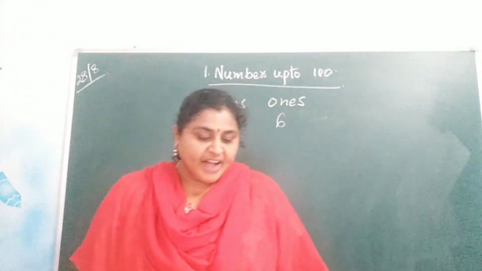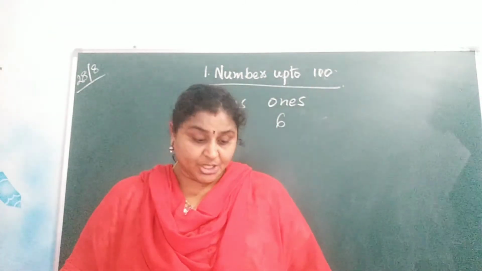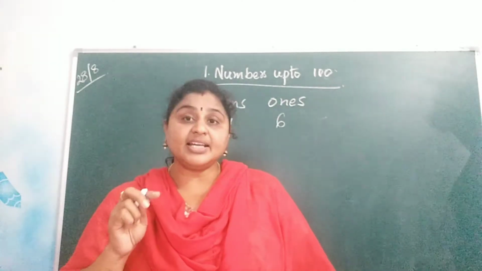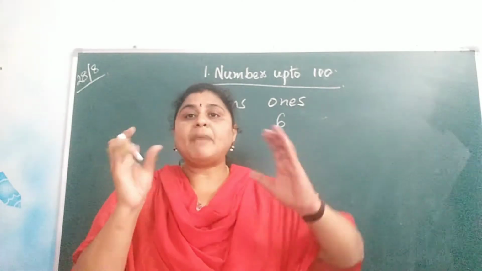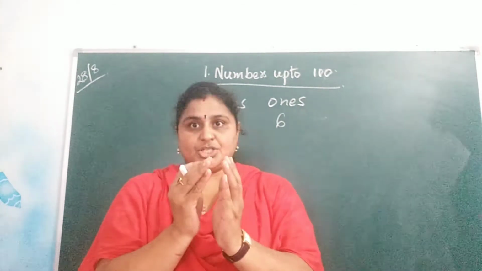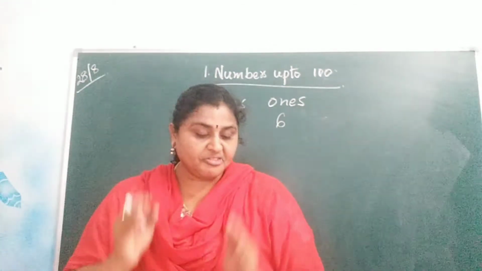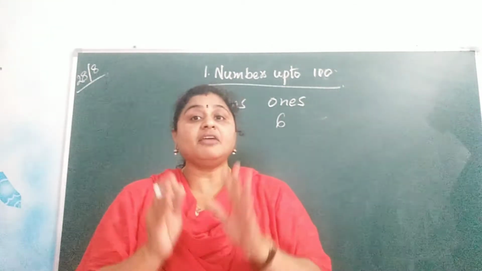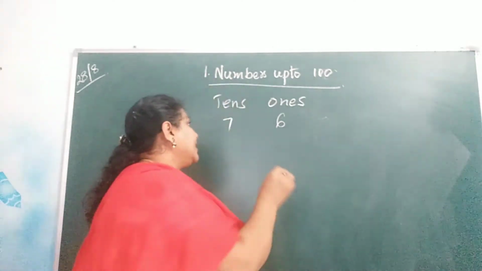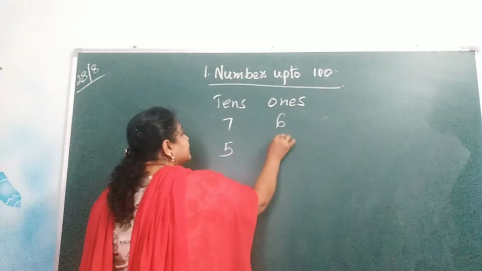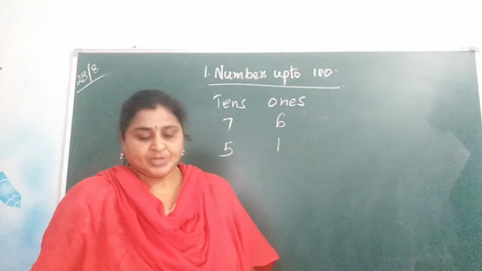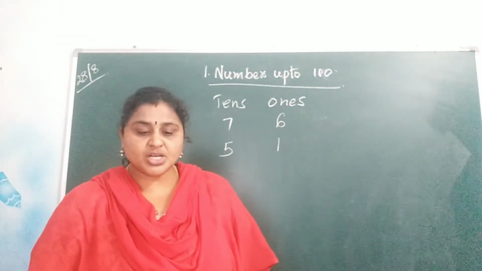Now see, 5 collections of 10 leaves each and 1 more leaf. 5 collections of 10 leaves. 10 is nothing but a bunch or a bundle. So 5 collections of 10. It means 5 is in which place? Tens place. And 1 is in ones place. So you can fill up the other 2 questions, children.